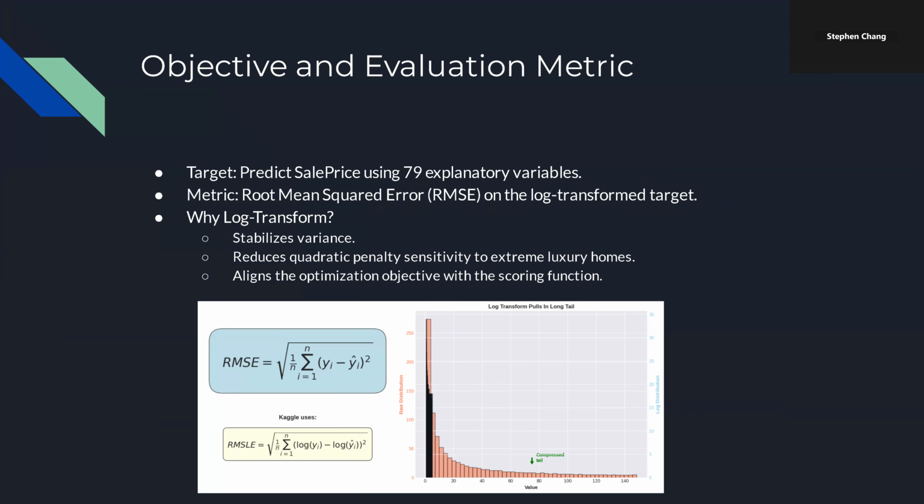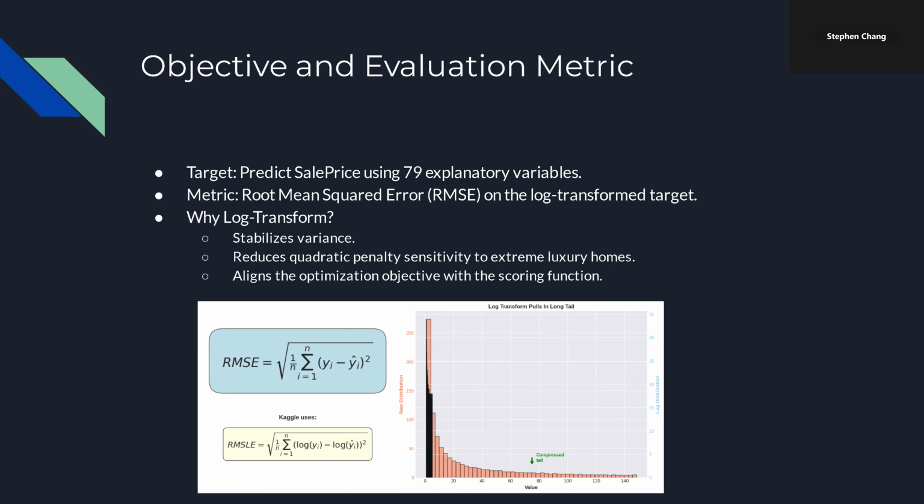Basically, the objective was to predict the sale price variable using 79 explanatory variables. The evaluation metric is root mean squared error on the log transform target. RMSE penalizes large errors quadratically so that extreme mispredictions disproportionately increase loss. Because housing prices are right skewed, we took the logarithm of sale price instead of predicting raw dollar amounts in order to stabilize variance, reduce sensitivity to extreme luxury homes, and align training loss with our evaluation metric. This ensured that our optimization effectively matched the scoring function.